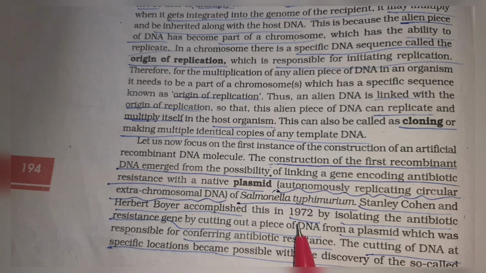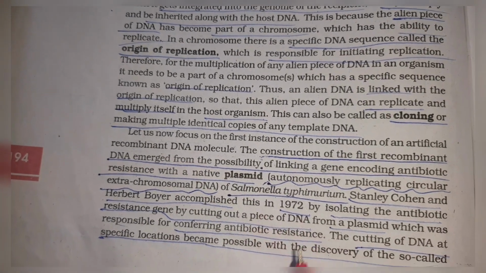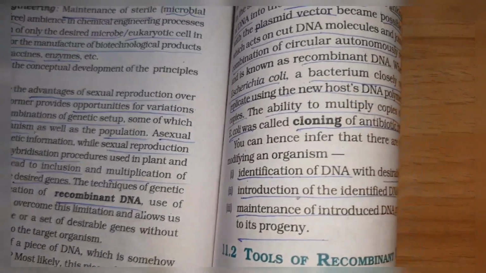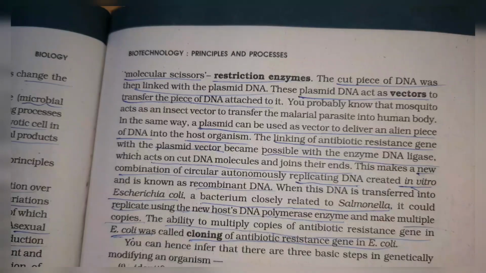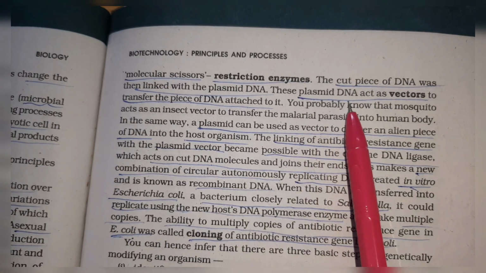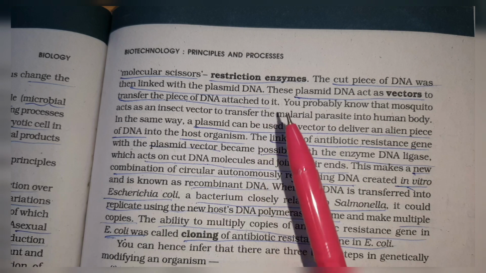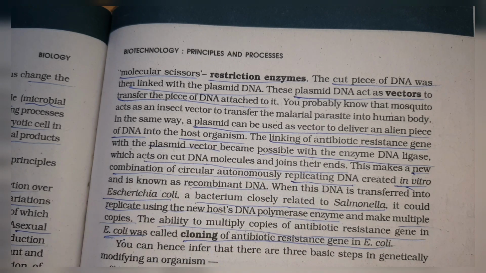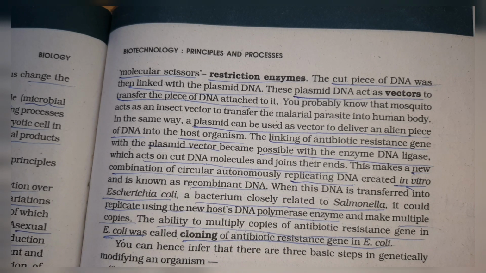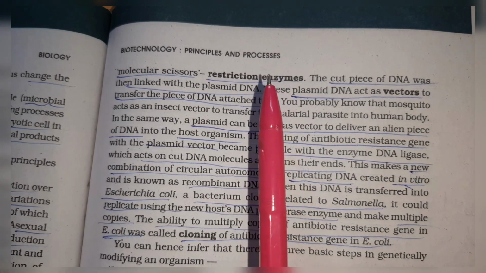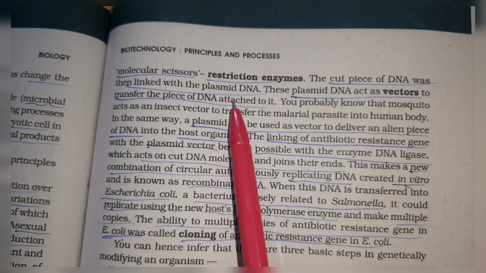The cutting of DNA at specific locations became possible with the discovery of so-called molecular scissors, restriction enzymes. The cut piece of DNA was then linked with the plasmid DNA.